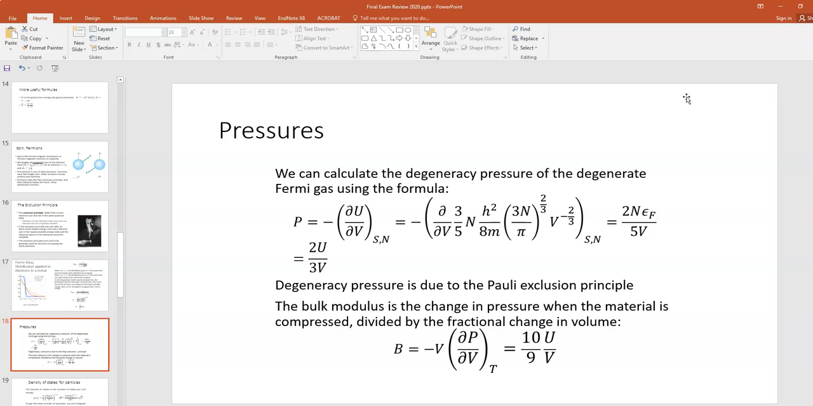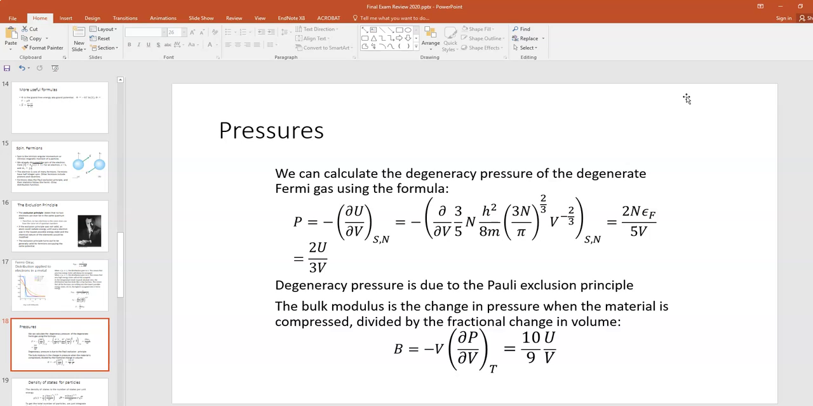We also calculated the degeneracy pressure of this degenerate Fermi gas, using the formula P equals minus partial U with respect to V, holding entropy and number of particles constant, and we ended up with 2N epsilon Fermi over 5V, which is 2/3 U over V. The degeneracy pressure is, of course, due to the Pauli exclusion principle. In other words, if you start trying to cram things together too tightly, then you're almost trying to force those fermions to be in the same energy state, and they're resisting that.